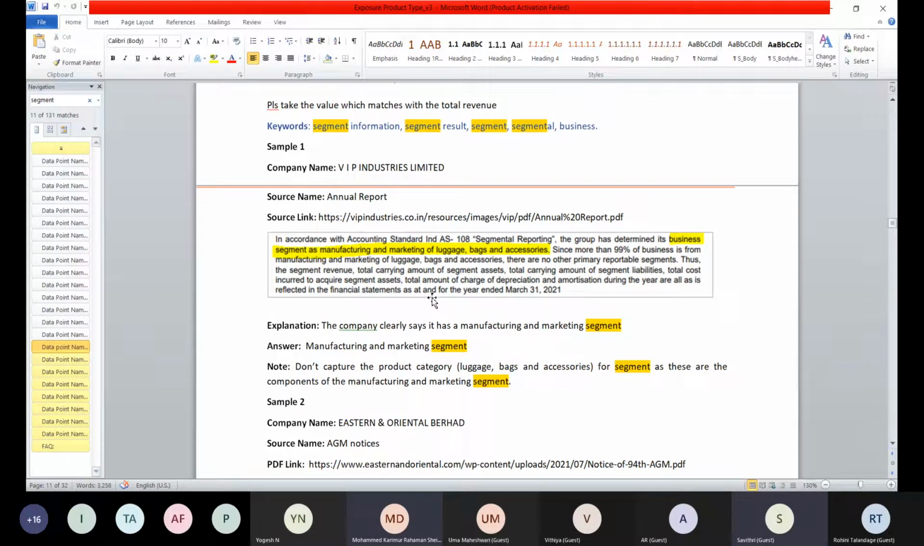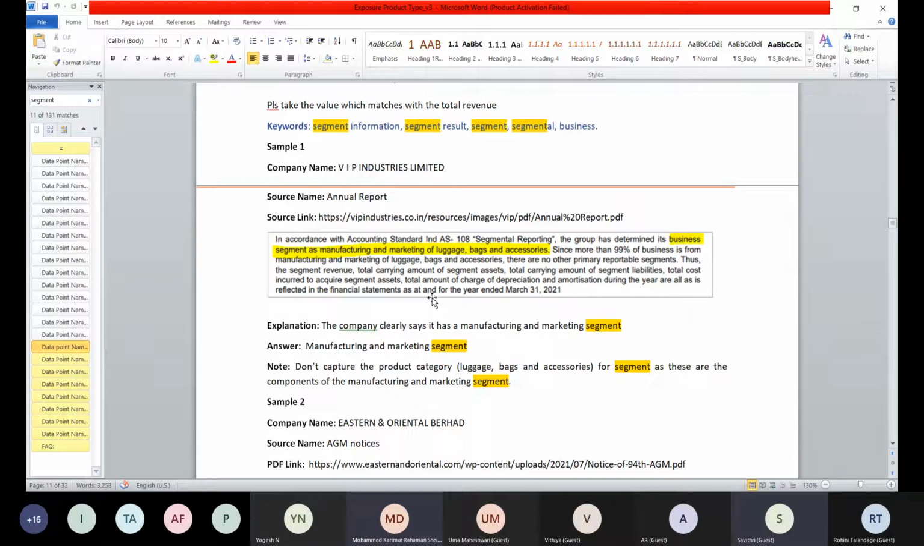This company, VIP Industries Limited, you all know, right? VIP trolley, VIP bag, VIP backpack. Yes, sir. This company is particularly into bag manufacturing. So that is why we can say it is a single segment.